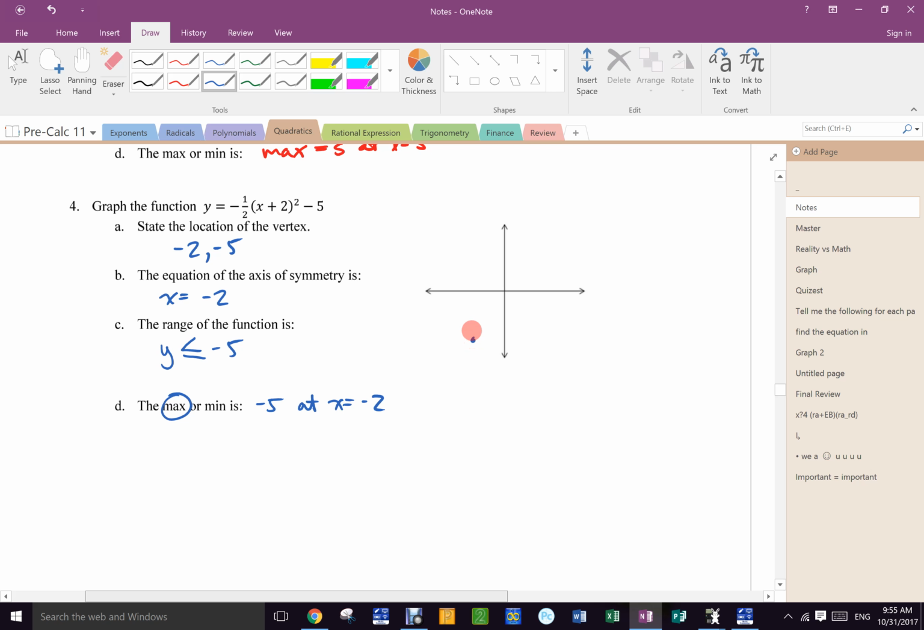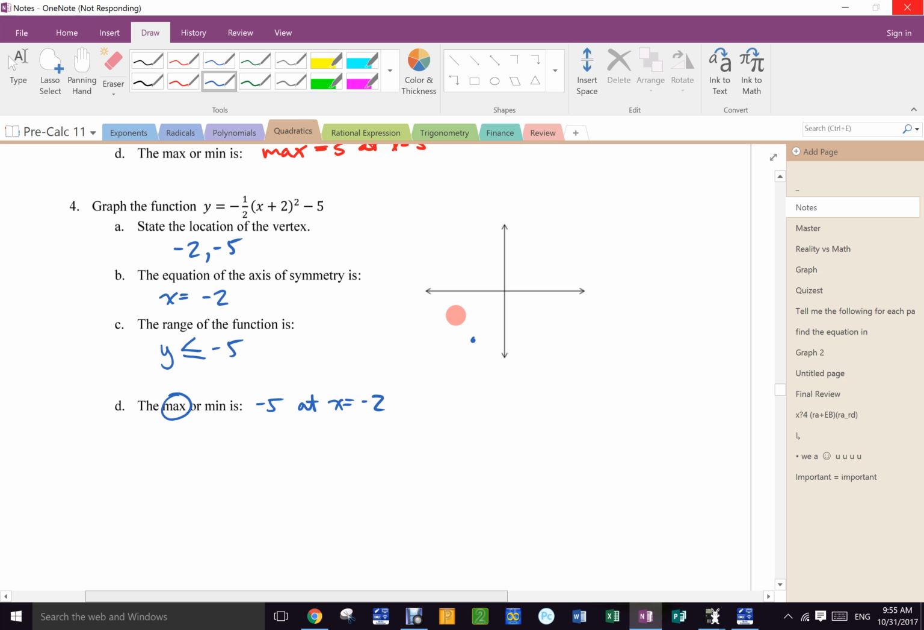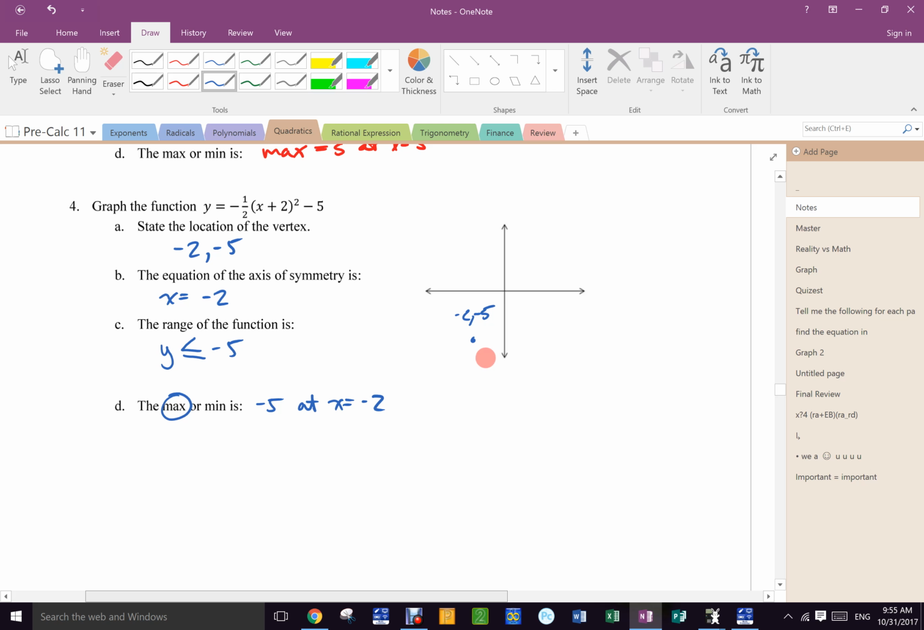When I go from here, which is negative 2, negative 5, and I go 1 to the right, how far down should I go? A half. That's a pain, right? So what if I go 2 to the right? How far down should I go? 2. So that is 0, negative 7. And what's going to be over here? Even if you didn't do it this way, what would be here? Negative 4, negative 7. Great.